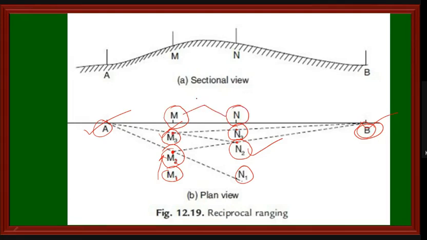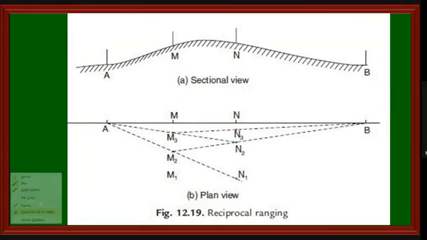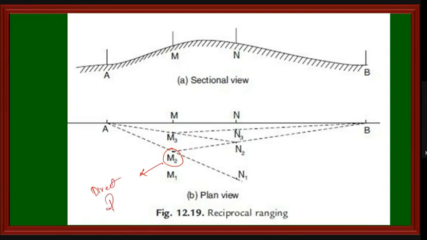We will establish the intermediate point. Is that clear? Now I will go to the figure, and you will come to know. This is the procedure. Here, what are we doing? We are establishing the M2 point with the help of direct ranging. The N2 point is established with the help of direct ranging. N3 also with the help of direct ranging.